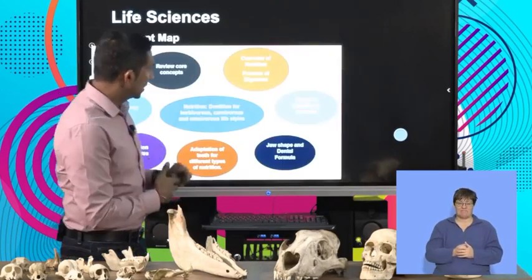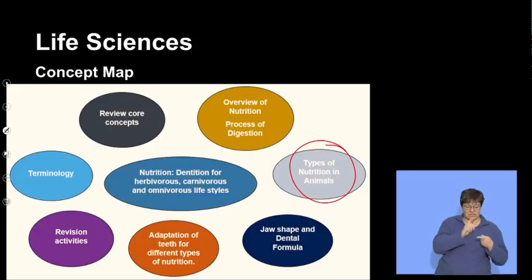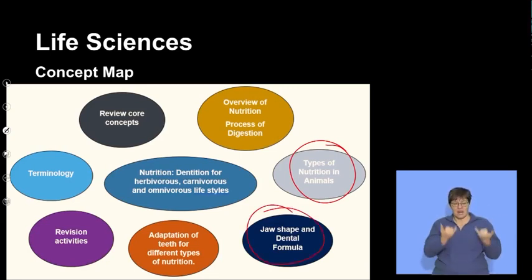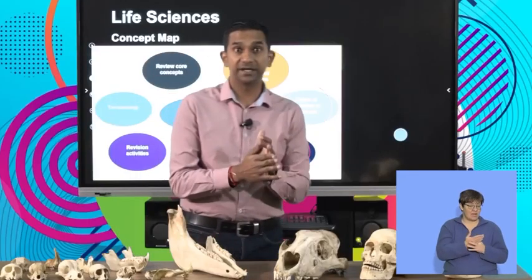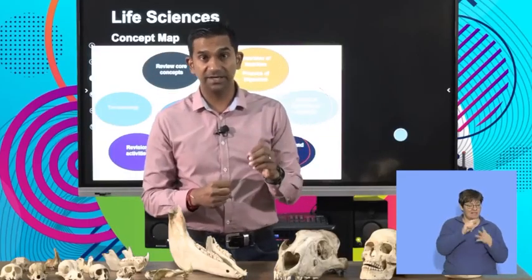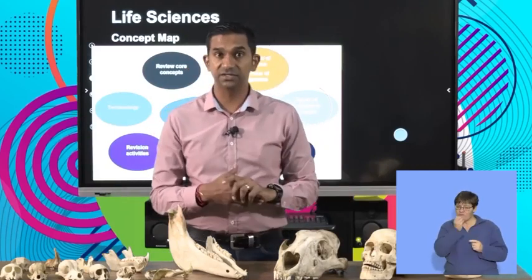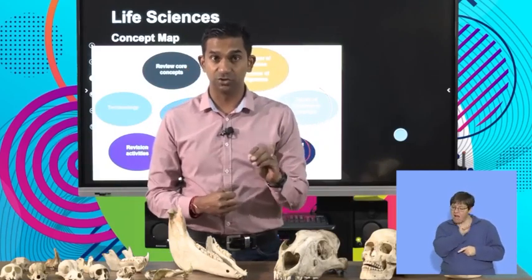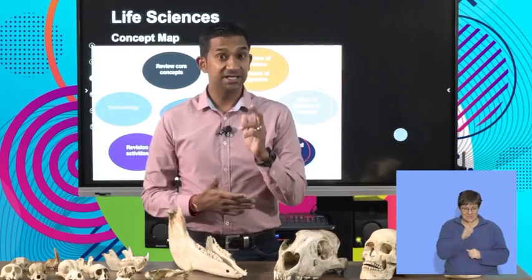So guys, we've looked at types of nutrition, the jaw shape and the dental formula. We're now looking at the adaptations of the teeth for the different modes of nutrition. Let's have a little break, and when we get back, we will apply our understanding to looking at how these individuals have structurally adapted jaws for their mode of nutrition.